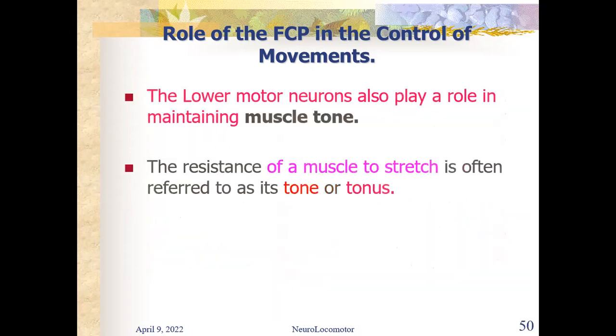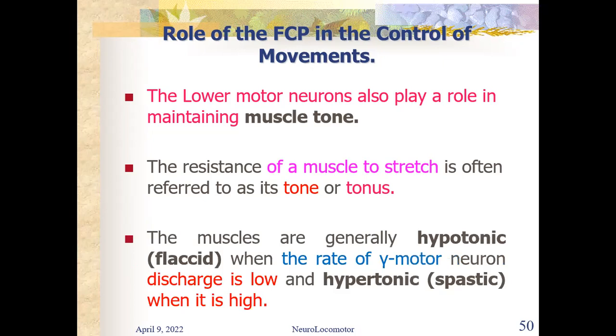So the lower motor neurons also play a role in maintaining muscle tone. That is when the gamma motor neurons come into play. So the resistance of a muscle to stretch, once you stretch a muscle and it resists, is often referred to as tone, muscle tone. Okay, that tone that a muscle always maintains when it is stretched is known as muscle tone, and it is mediated by the gamma motor neurons.